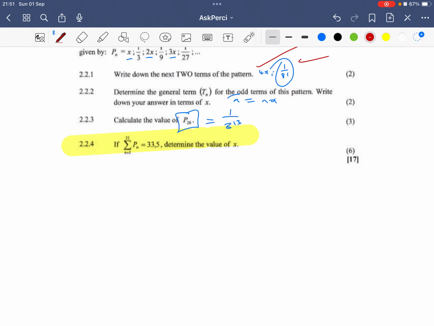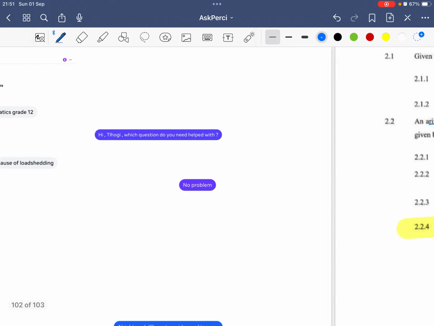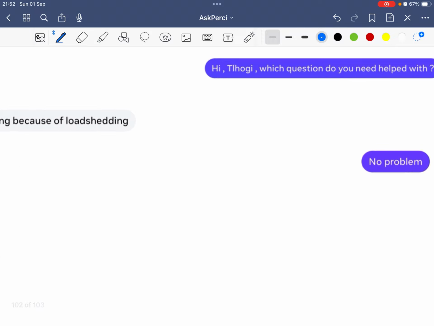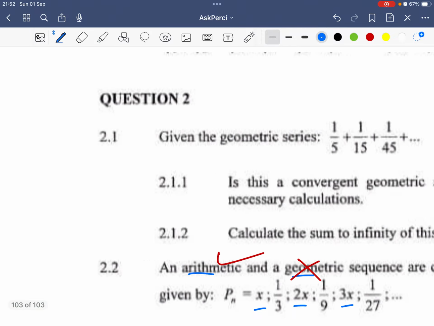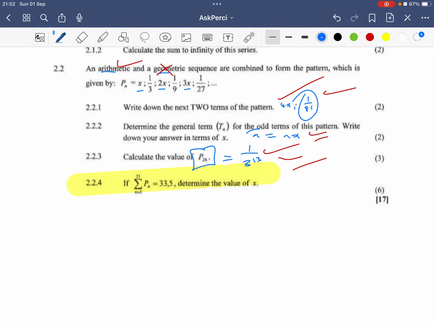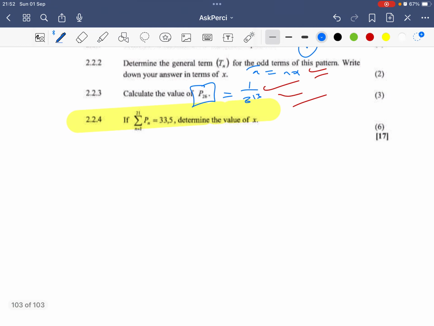Right, so let's go to the question that Chloe wanted to know. Okay, 2.2.4. So we're in this question. So let's go. 2.2.4. So now how do you answer this question?